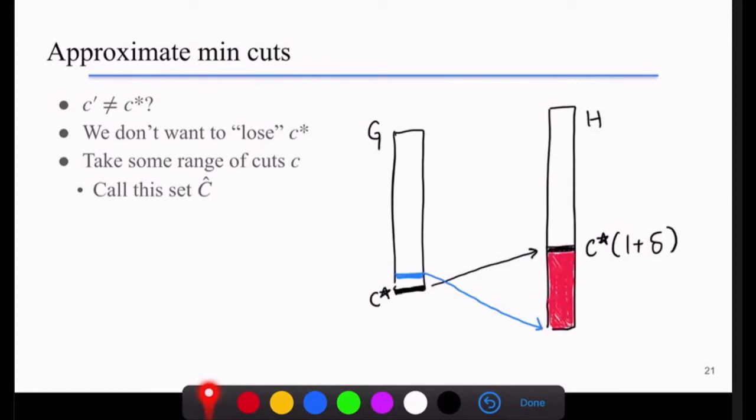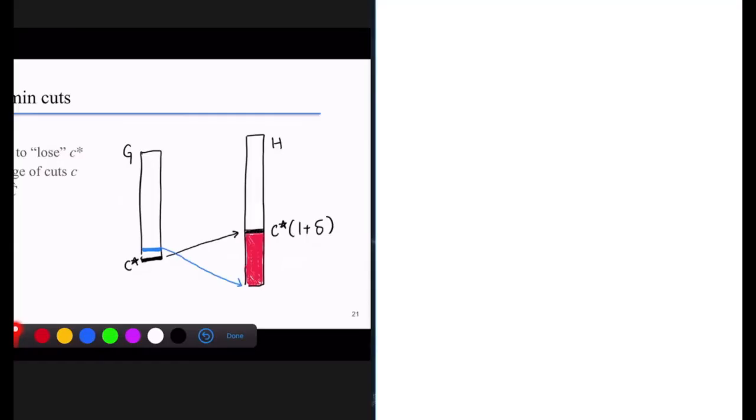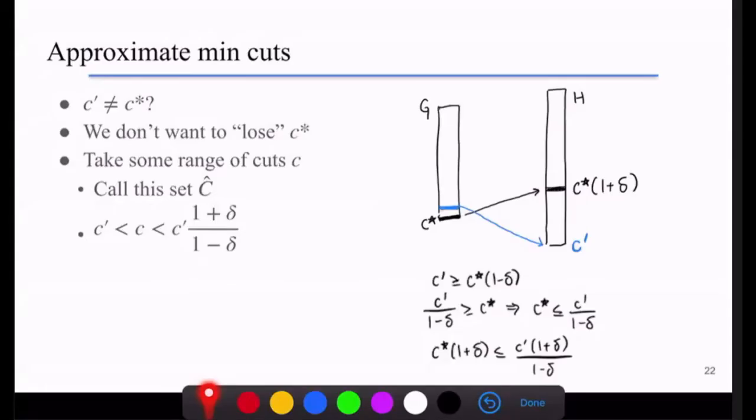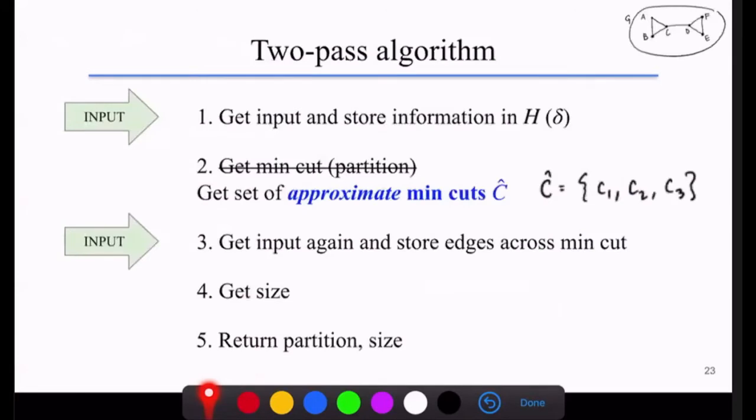Okay, so how are we going to get this set C hat? We do a bit of algebra, and at the end we get that the range C hat goes from the bottom of the stack, C star, to some approximating factor like 1 plus delta over 1 minus delta. And if we take all cuts in this range, we know that C star must lie somewhere within there. So that is good, because now we haven't necessarily lost our min cut C star. Okay, so what do we have so far? Well, remember in the first step we said that we're going to get our sparsified graph H.